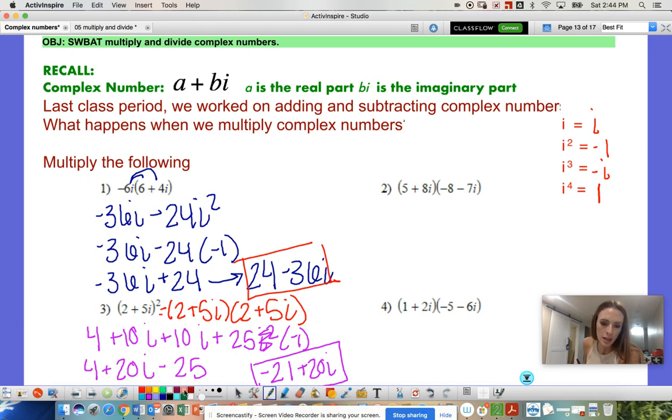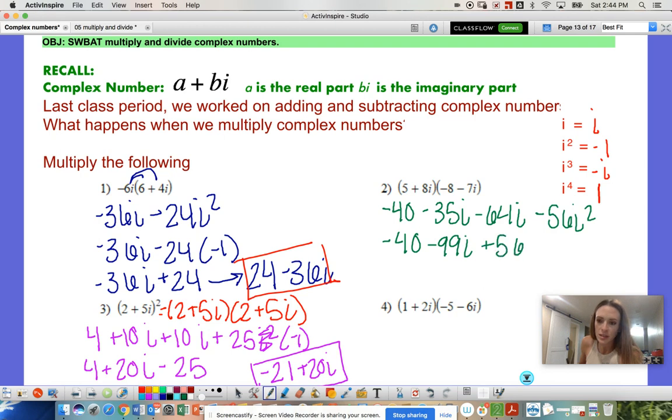All right, go ahead and pause me again and do these other 2 right here. I'm going to talk you through 2, and then I'm just going to write the answer for this one because I don't have a ton of room. So we've got -40 minus 35I minus 64I minus 56I squared. So again, we're going to change this guy to -40 minus 99I plus 56 because this is a -1, right? And so a -56 times -1 is plus 56. And we'll have 16 minus 99I.